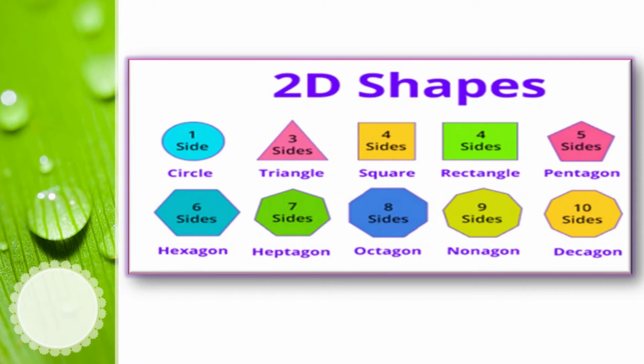Students, you must know the 2D shape names first. One-sided shape is circle, three-sided 2D shape is triangle, likewise four-sided shapes are square and rectangle, and five-sided 2D shape is pentagon. Hexagon has 6 sides and the shape which has 7 sides is named heptagon. Shape with 8 sides is named octagon, shape with 9 sides is named nonagon and shape with 10 sides is named decagon.